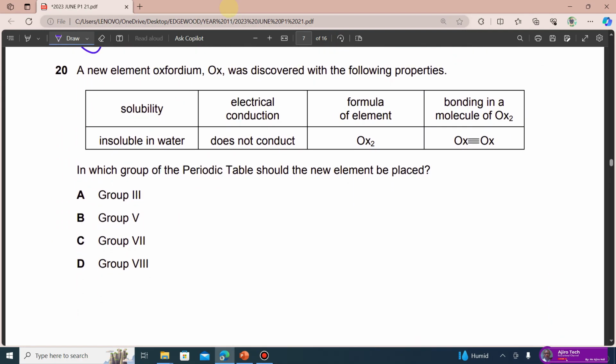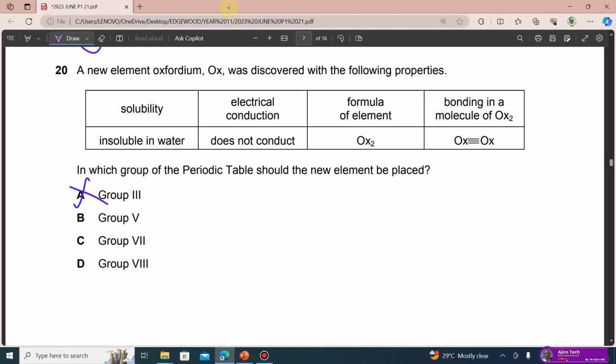A new element, oxfordium, was discovered with the following properties. In which group of the periodic table should this new element belong? Now, we see that the element is insoluble in water. It doesn't conduct electricity, which makes it not a metal. Because it's not a metal, we might cancel out group 3, because group 3 are majorly metals. Some might argue that it's not all metals, but it's majorly metals in group 3.